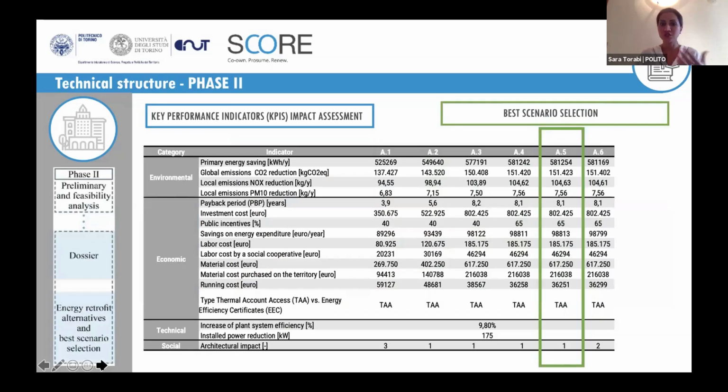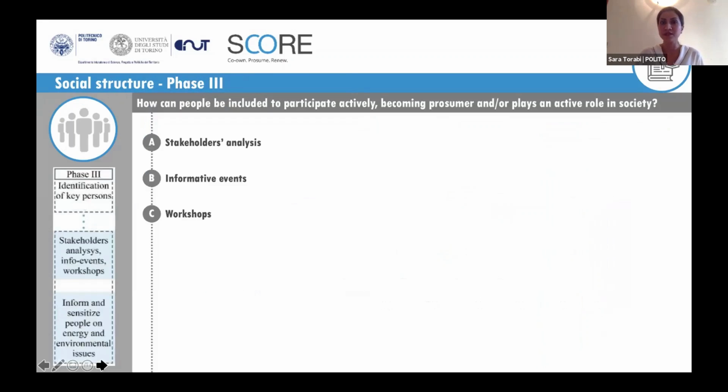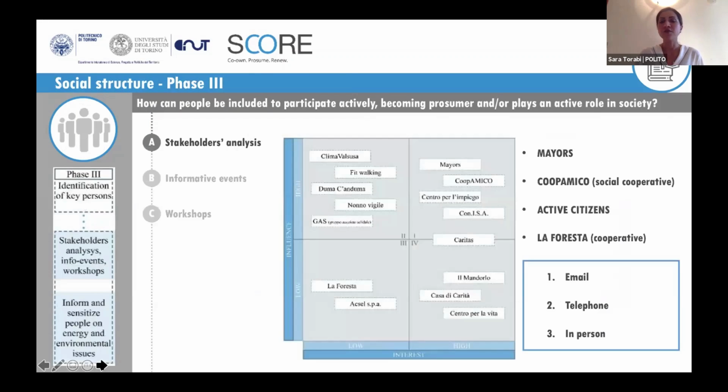As I mentioned, we defined different energetic and technical scenarios, and then based on 17 KPIs, key performance indicators, we selected the best scenario to be implemented in order to make the business models. Afterward, we started to see how we can get people involved. We made a stakeholder analysis, and we understood that we need the mayors, the social activities, the citizens, and the private entities.